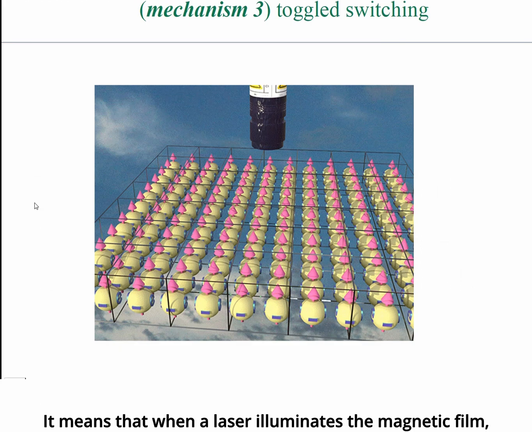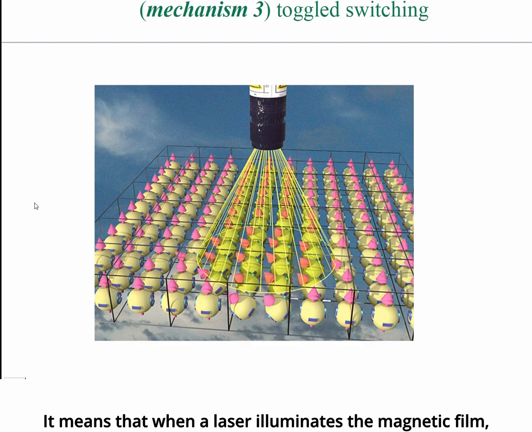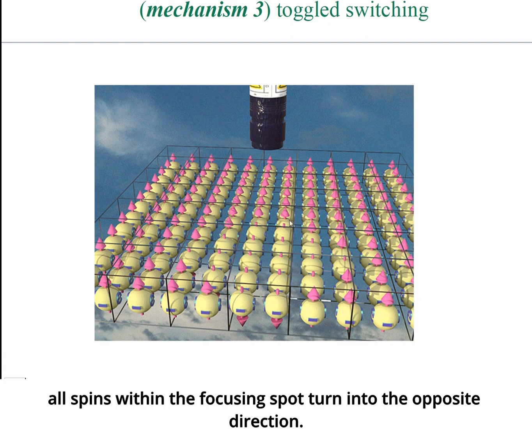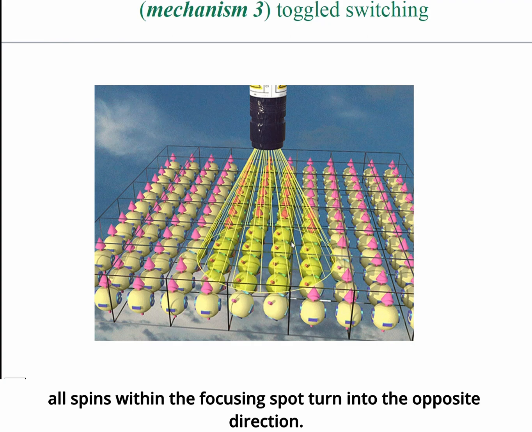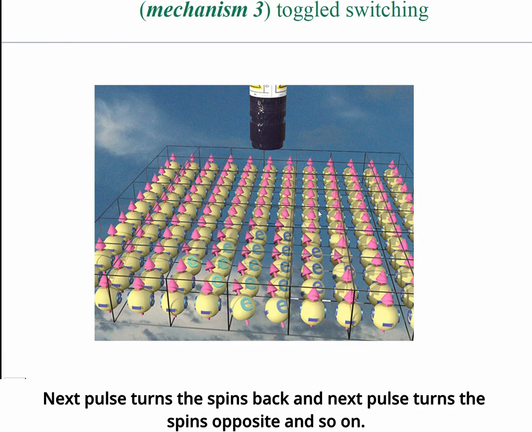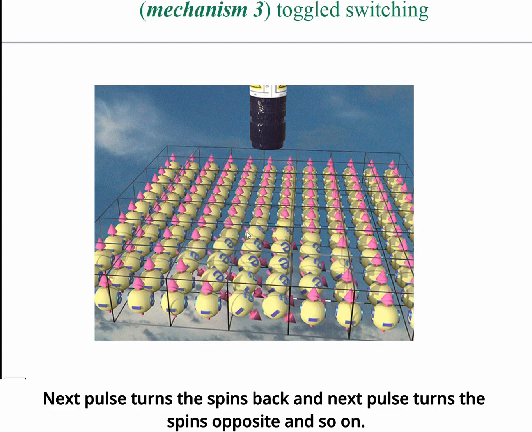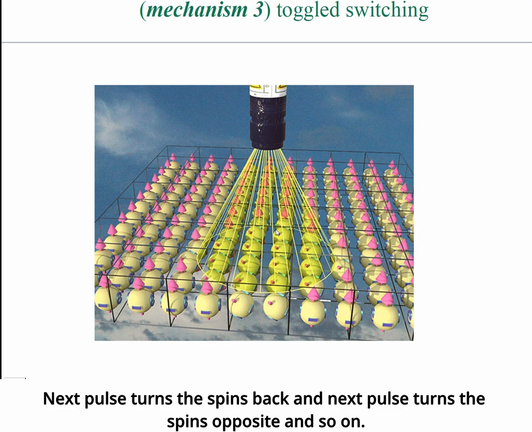It means that when a laser illuminates the magnetic film, all spins within the focusing spot turn into the opposite direction. The next pulse turns the spins back, and the next pulse turns the spins opposite, and so on and so on.